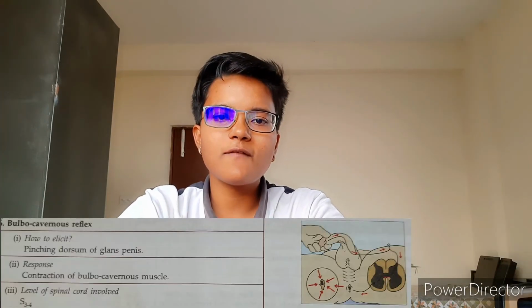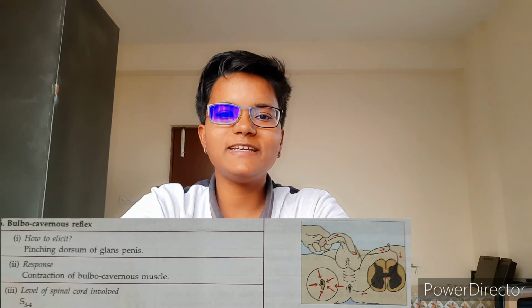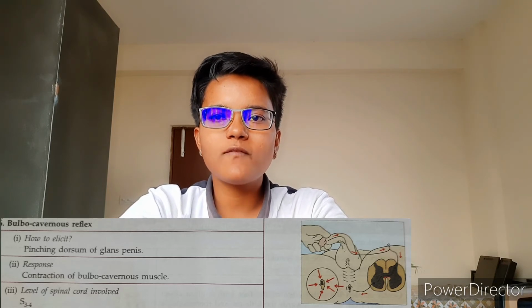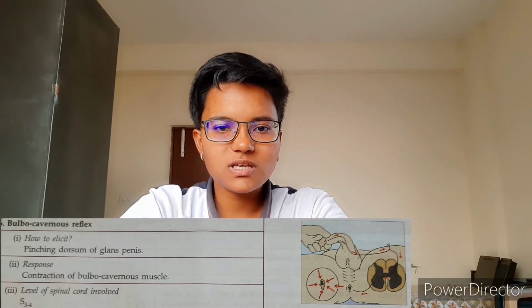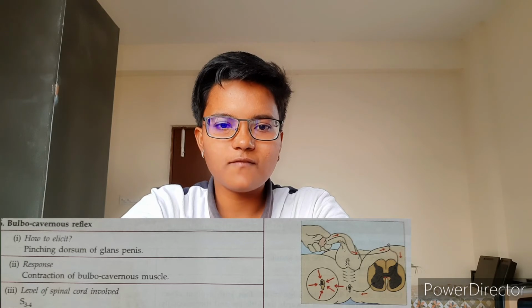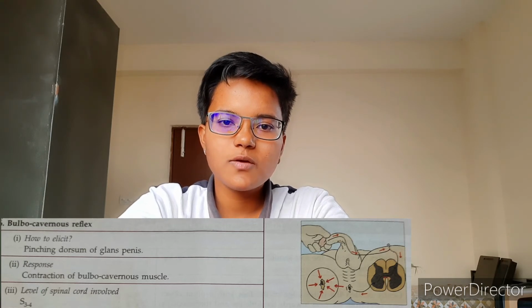Next reflex is the bulbo-cavernous reflex. How to elicit is pinching the dorsum of the glans penis. Response is contraction of the bulbo-cavernous muscle. Level of spinal cord involved is S3 and S4.